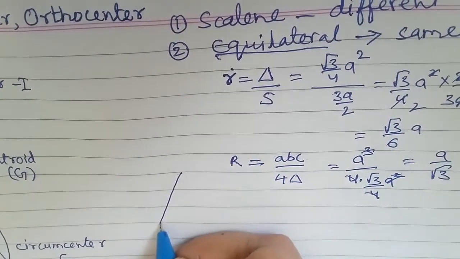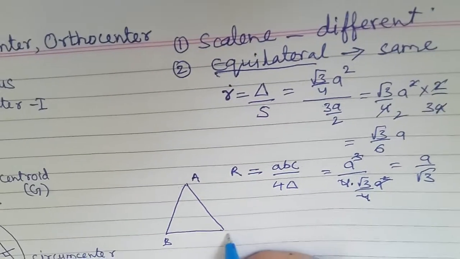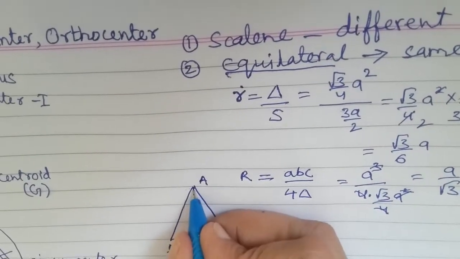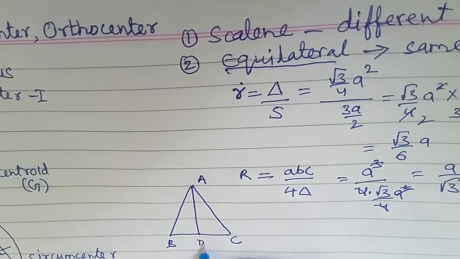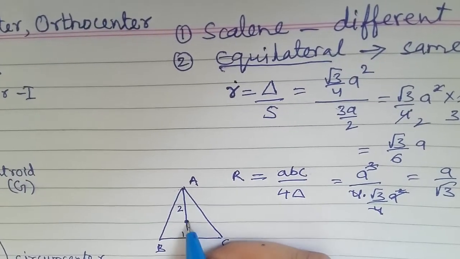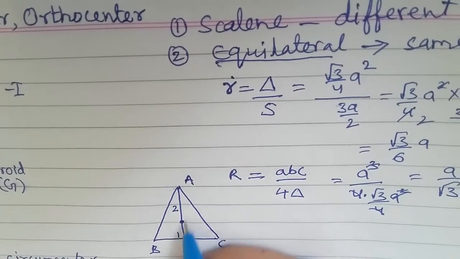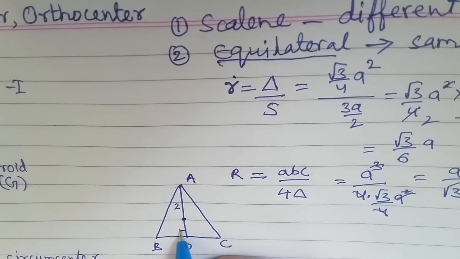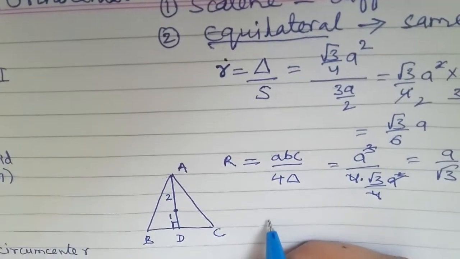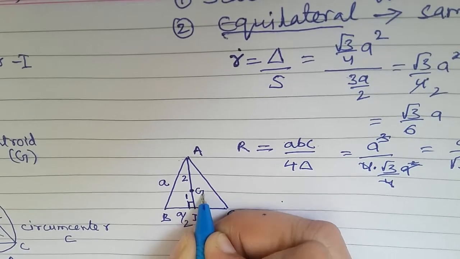Okay, this is a triangle ABC. As we know, for an equilateral triangle, median, centroid, circumcenter and orthocenter all are the same. Suppose this is the midpoint of this side, this is the median, and this point is the centroid, which divides it in the ratio 2:1. The same is the point of incenter and circumcenter. For an equilateral triangle, this is also perpendicular, so we can say that this is a right angle triangle. We'll use the Pythagoras theorem here. So let this side be a, so BD will be a upon 2. This point is G, the centroid.